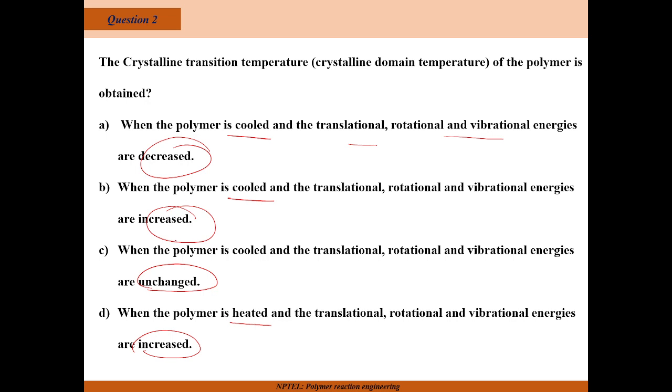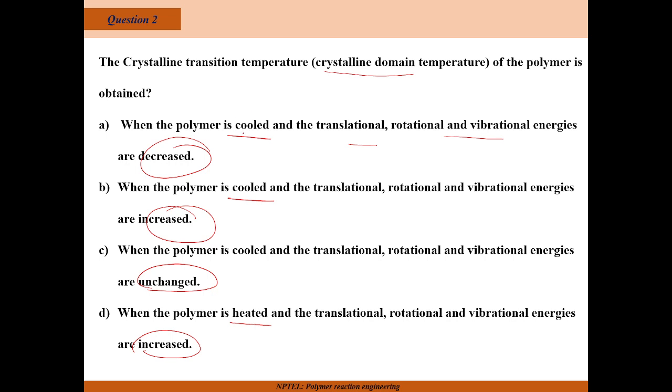So which one could actually create a crystalline transition in a polymer? There will be a formation of crystalline domains within the polymer network. I think likely option one, where we cool the polymer and the energies are reduced to close to zero. Yes, so that's the answer.